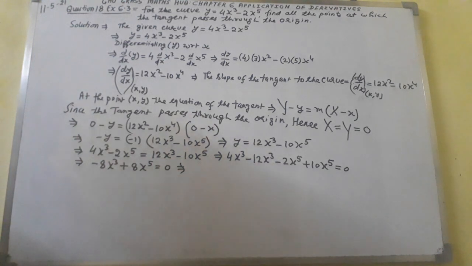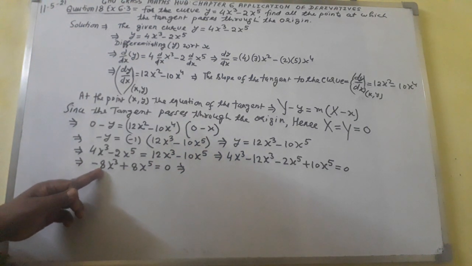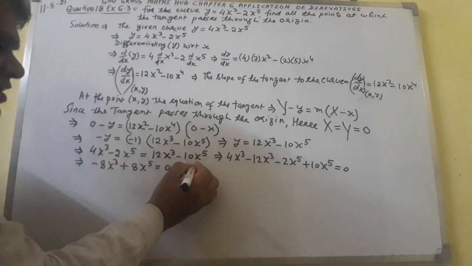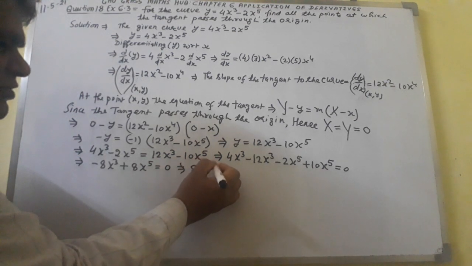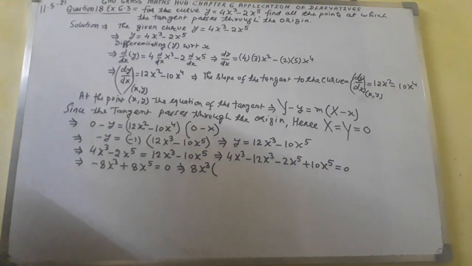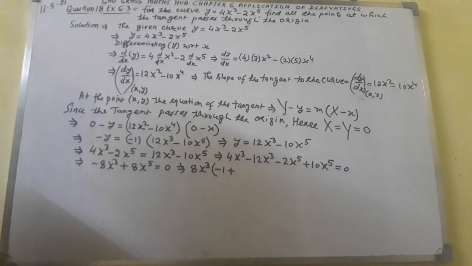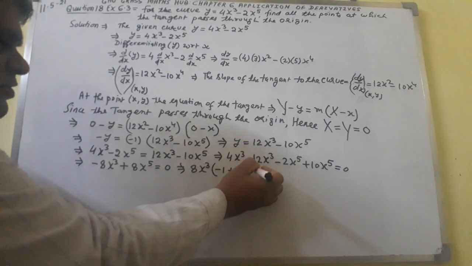Now what to do here? Here I shall take common 8x raised to the power 3. In bracket I shall write minus 1 plus, we shall get x square equal to 0.